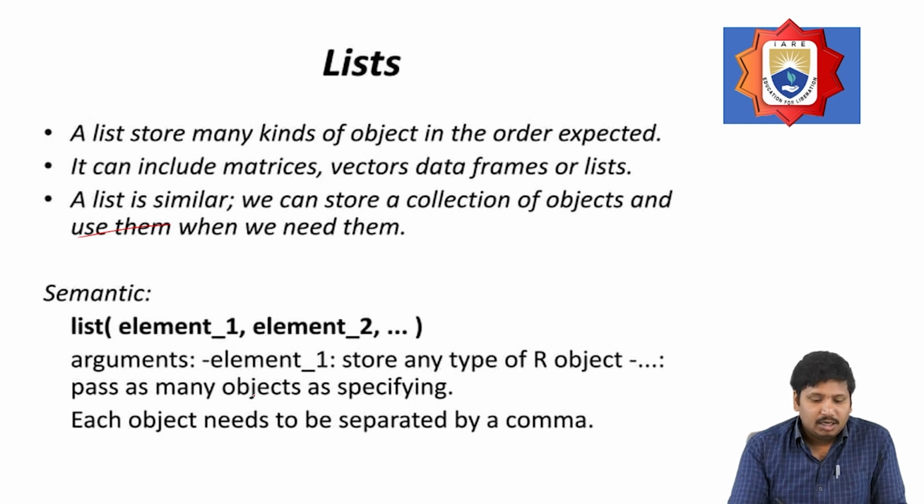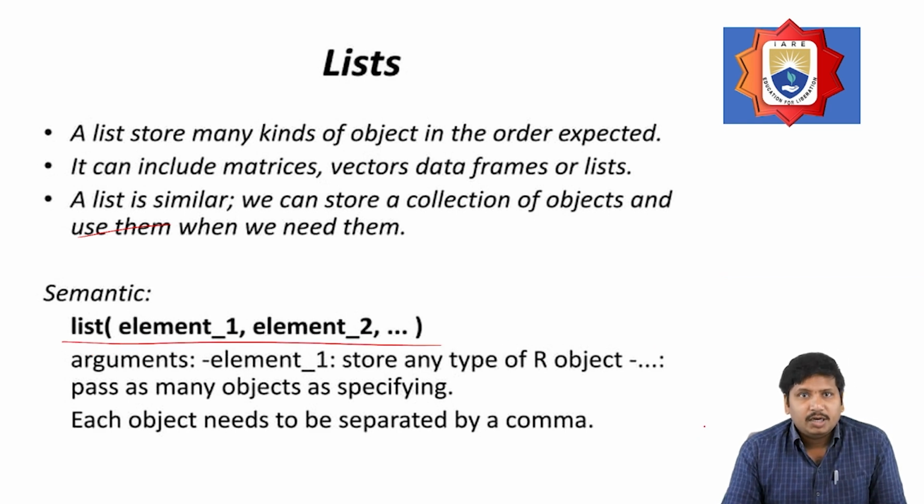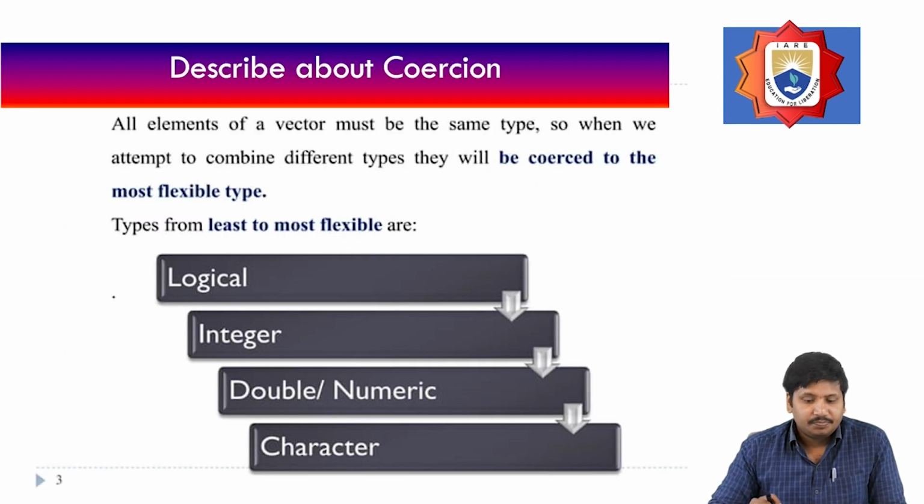The syntax is list of element one and element two. The arguments I pass are the elements, and it can store any type of object, and you can pass many objects as specified. Each object needs to be separated by a comma. So these are some of the list concepts. A list is created with the list function, and it can store many kinds of objects, including matrices, vectors, data frames, and lists.